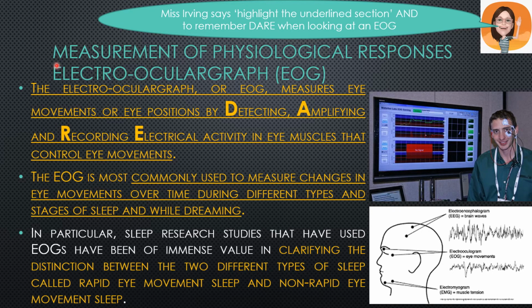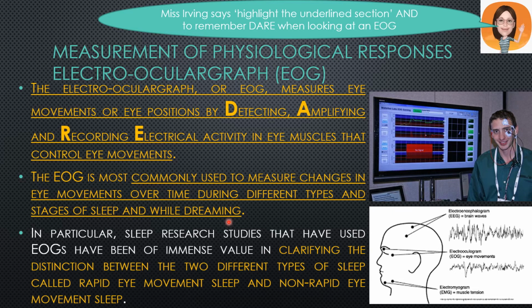So the next one is the electrooculograph. Don't forget DARE. You should remember that ocular has something to do with the eyes. The EOG measures eye movements or eye positions by detecting, amplifying and recording electrical activity in the eye muscles that control eye movements. The EOG is most commonly used to measure changes in eye movements over time during different types and stages of sleep and while dreaming.